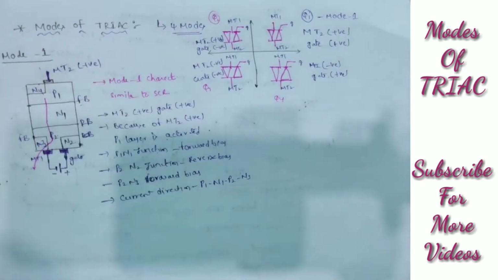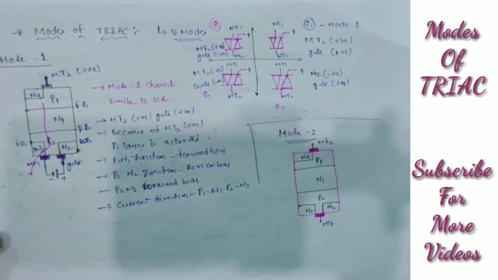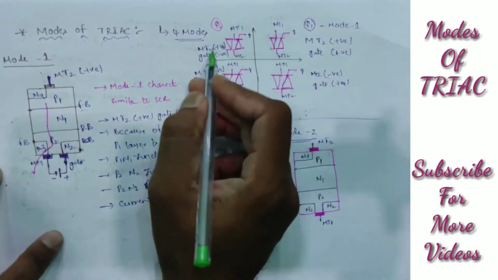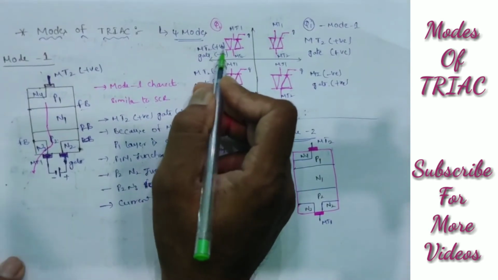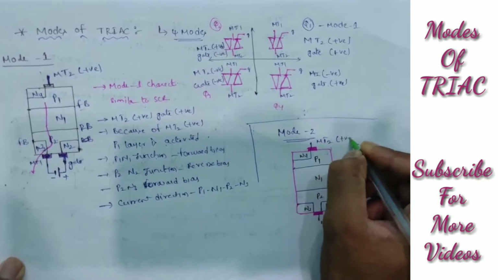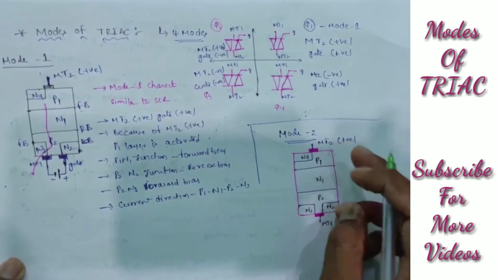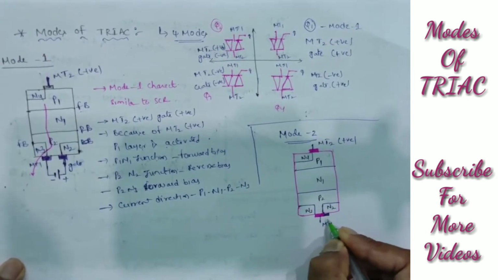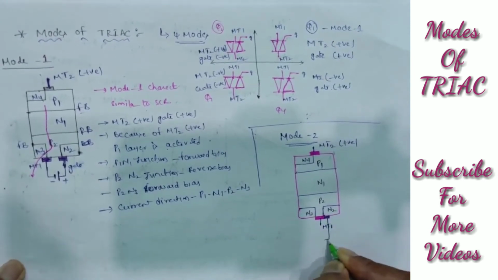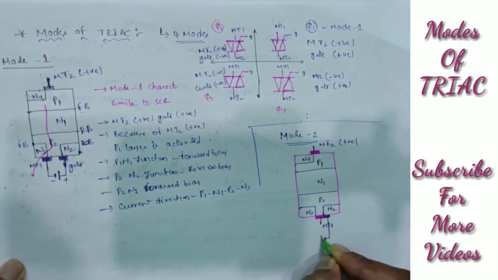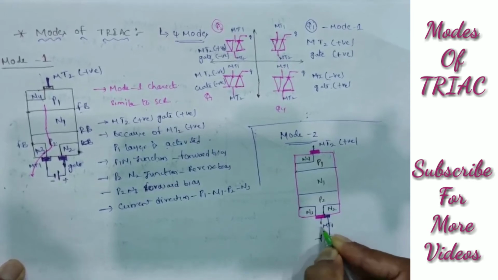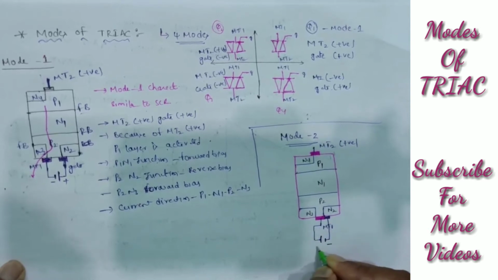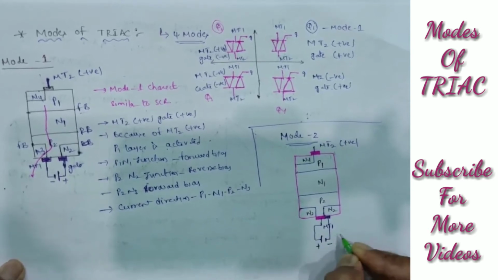Let's discuss mode 2. In mode 2, MT2 is positive, whereas the gate terminal is negative. Here is the gate terminal we are having. This gate terminal is connected to the negative and MT1 is connected to positive. This is the gate and this is positive.